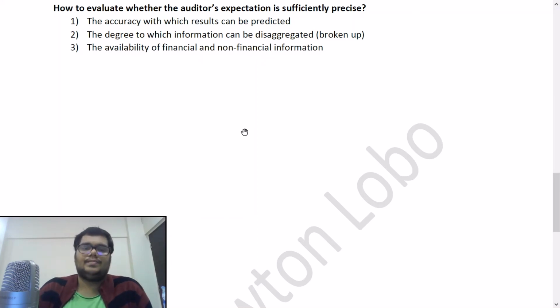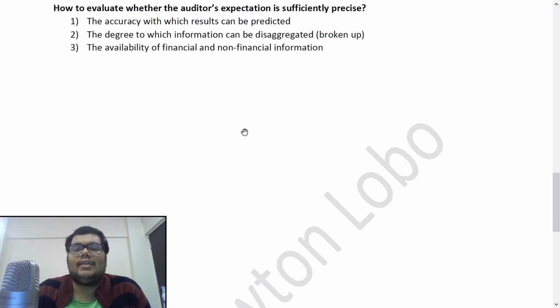Point number 1, the accuracy with which results can be predicted. So for certain captions, you may be able to predict the results more easily. For certain captions, it's going to be more difficult. So over there, it may not be appropriate to build an expectation and then check the actual amount with that expectation. Point number 2, the degree to which information can be disaggregated.